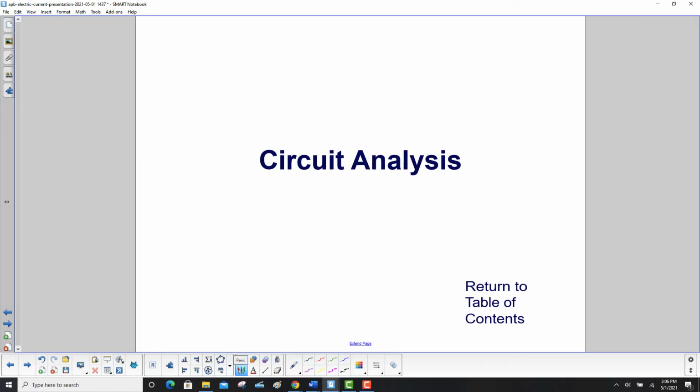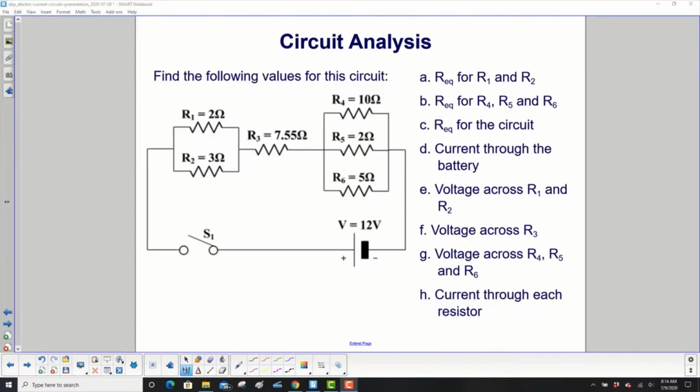Circuit analysis. Find the following values for this circuit, a little more complex than the previous ones. First, find R equivalent for R1 and R2, so it's going to step you right through the solution. Then find R equivalent for the parallel resistors here. Find the equivalent resistance for the circuit, current through the battery, voltage across R1 and R2, voltage across R3, voltage across R4, 5, and 6, and finally the current through each resistor.